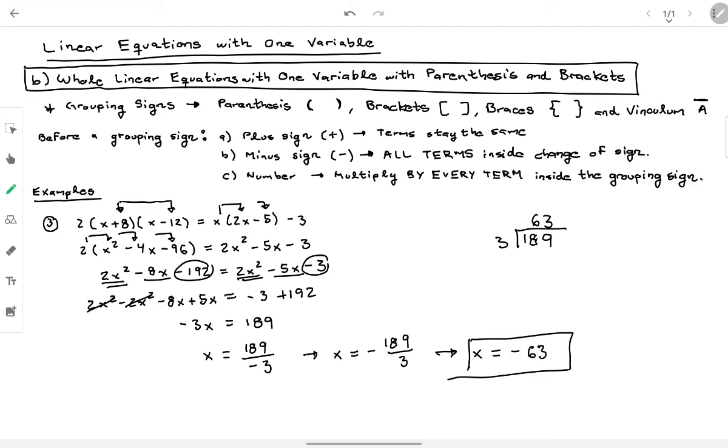So it's very important, if we have the answer of a fraction that can be converted to a whole number, the correct answer will always be the most simplified one, that is not the fraction, but the whole number. So that will be it for today's topic: whole linear equations with one variable and parentheses and brackets.